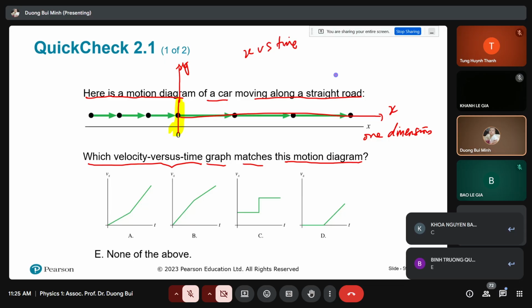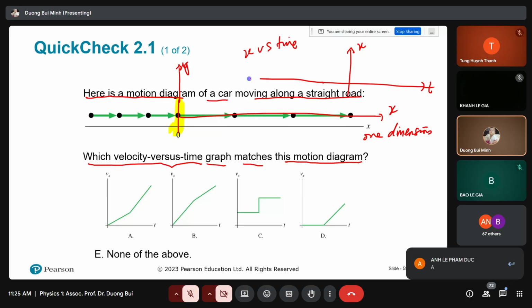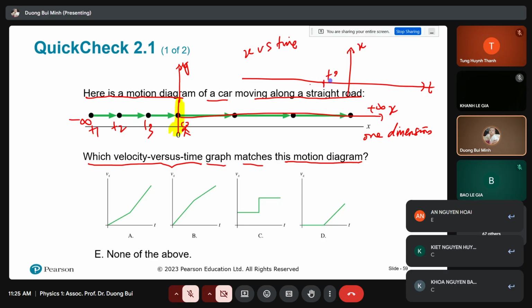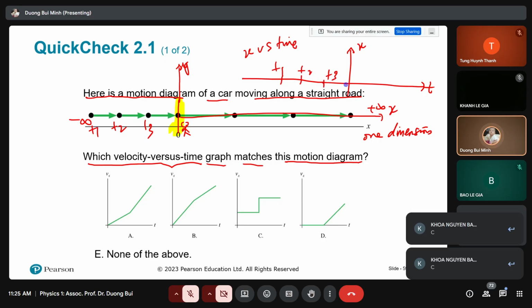For example, here is x, here is time. Be careful, because you stay here, so we have some negative and positive times. For example, here I say t1, t2, t3. So here should be t3, t2, t1, and here is t4. T4 is 0. And this one is t5, t6, t7.